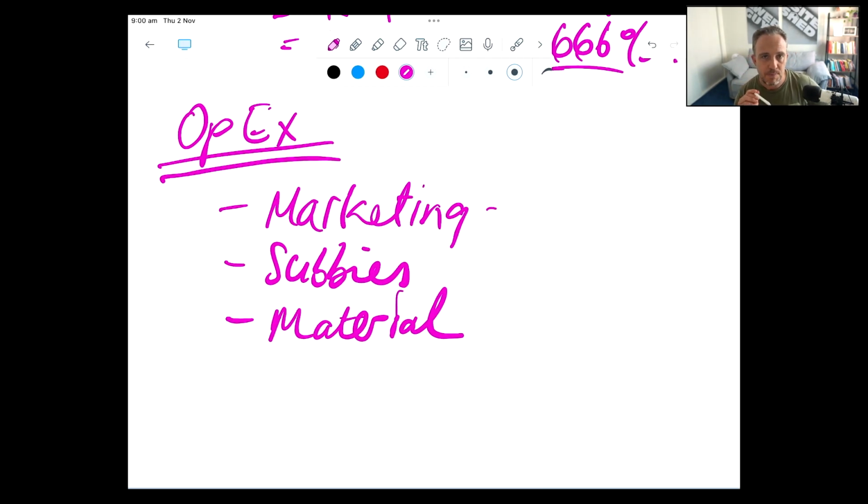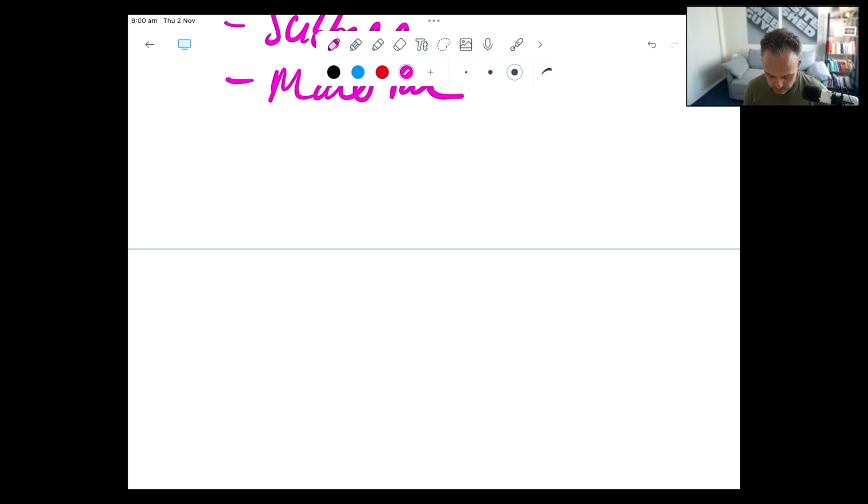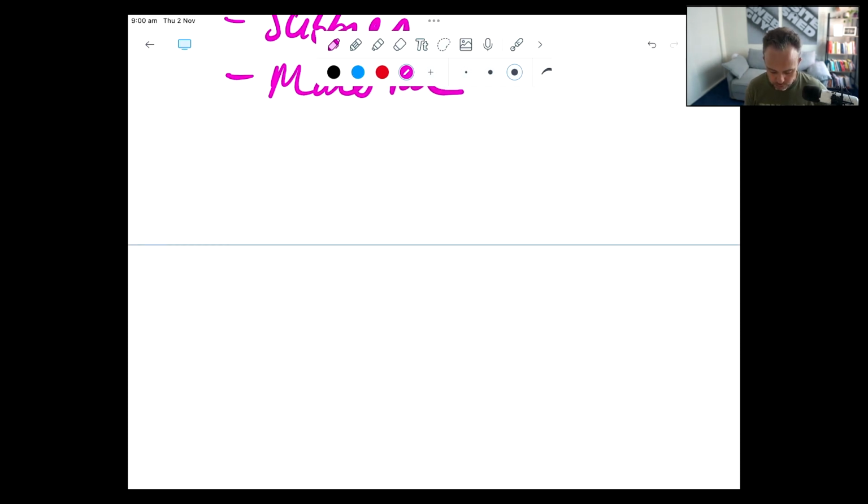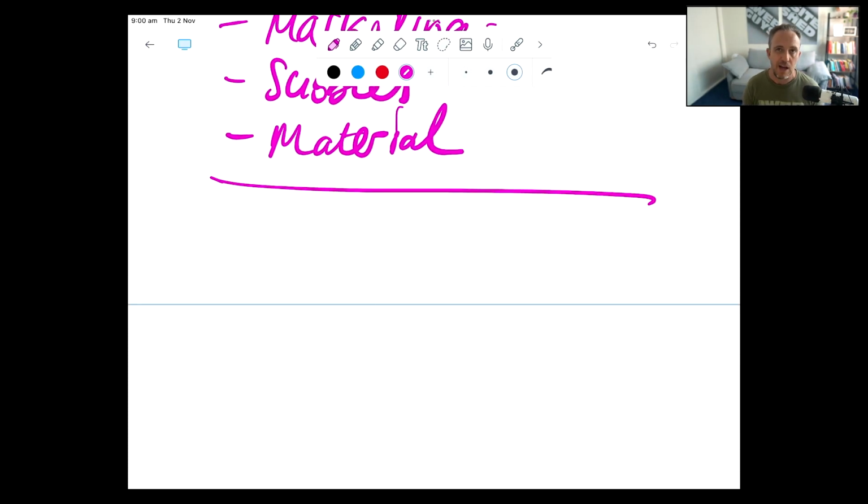So talking about marketing in the OPEX, right? The minute that you start spending money on ads, you need to have an allocation for marketing budget. So a marketing budget looks like this. Most businesses will have anywhere up to about a 10% marketing budget allocation, depending on the business, of course.